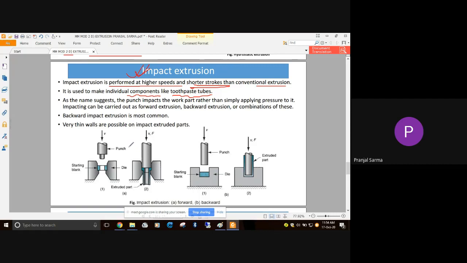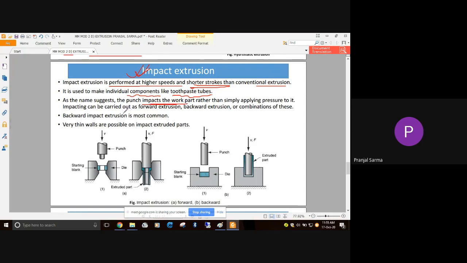As the name itself suggests, the word impact is there already. There will be a punch that impacts the work part rather than simply applying pressure on it. In the previous case, we had the ram and we were gradually applying pressure. Now here we'll be applying impact loading.